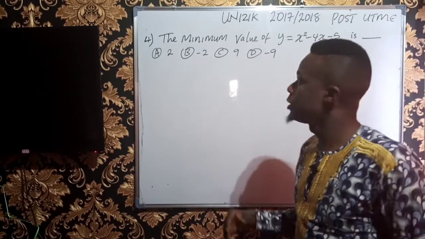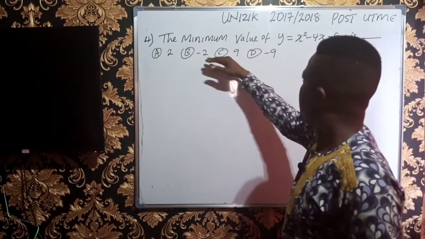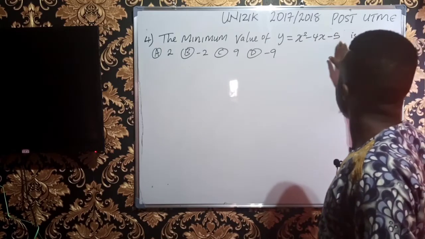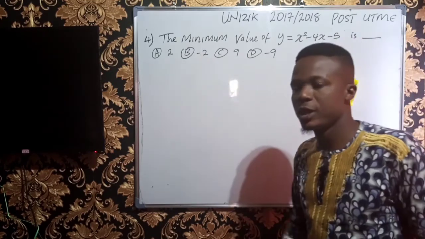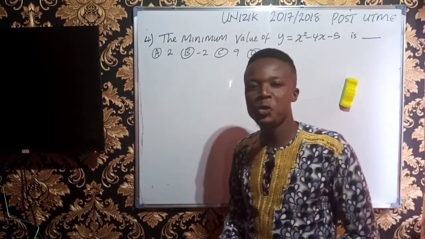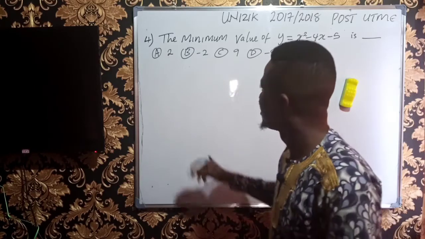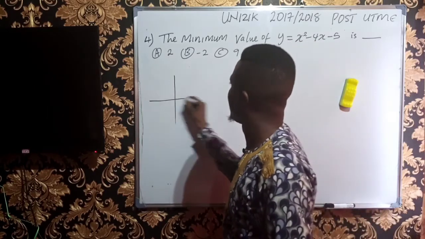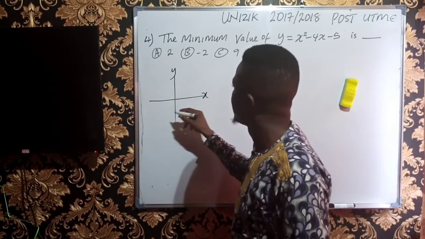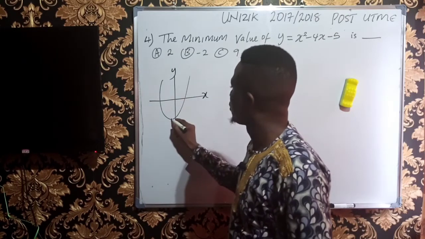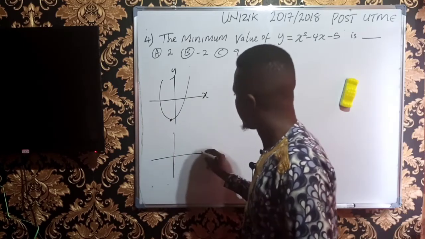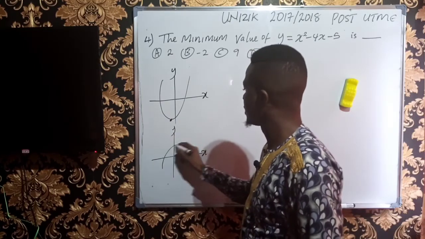Okay, the fourth question is saying that the minimum value of y equals x squared minus 4x minus 5 is what? You can see the options there. Now, to get the minimum value of any function, you need to know what minimum value is all about. For instance, if you have a Cartesian plane here where you have your y-axis and x-axis, any curve like this will have a minimum value.